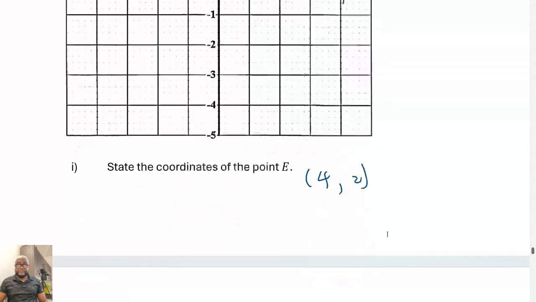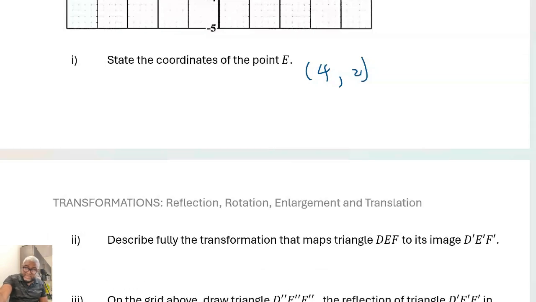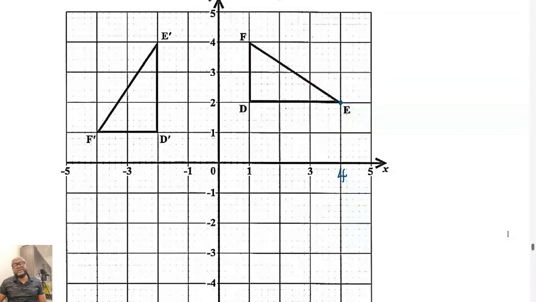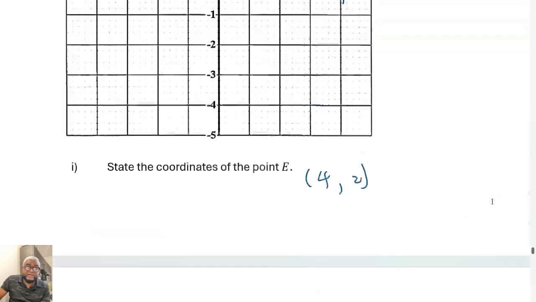Okay, so this CSEC is asking again: describe fully the transformation which maps DEF to its image D prime, E prime, F prime. This is January 2017.